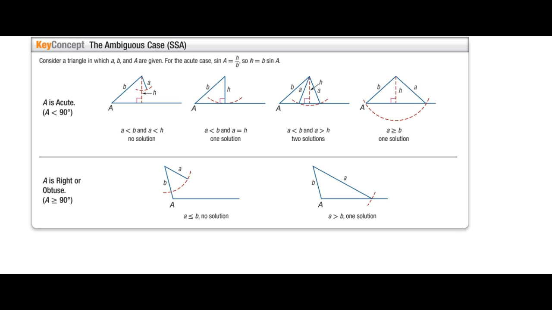If A happens to be greater than or equal to B, this other side here, then you have one solution for your triangle. Now, looking down here, if the angle A happens to be right or obtuse, if A is less than or equal to B, you don't have enough length to create a full triangle, so there are no solutions. On the other hand, if lowercase a, the side, is greater than side B, you do have one triangle possible. So let's take a look at a couple examples to solve.